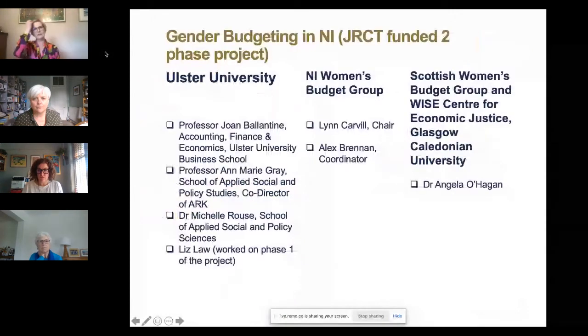So just briefly then to say some of the things that we're up to. We do have a research project which is funded by the Joseph Rowntree Charitable Trust. It's a 2-phase project, and we're currently in the quite early stages of the 2nd phase. This is a partnership between Ulster University, the Northern Ireland Women's Budget Group, and we're very fortunate to have Angela as part of our research team advising and directing us as well.